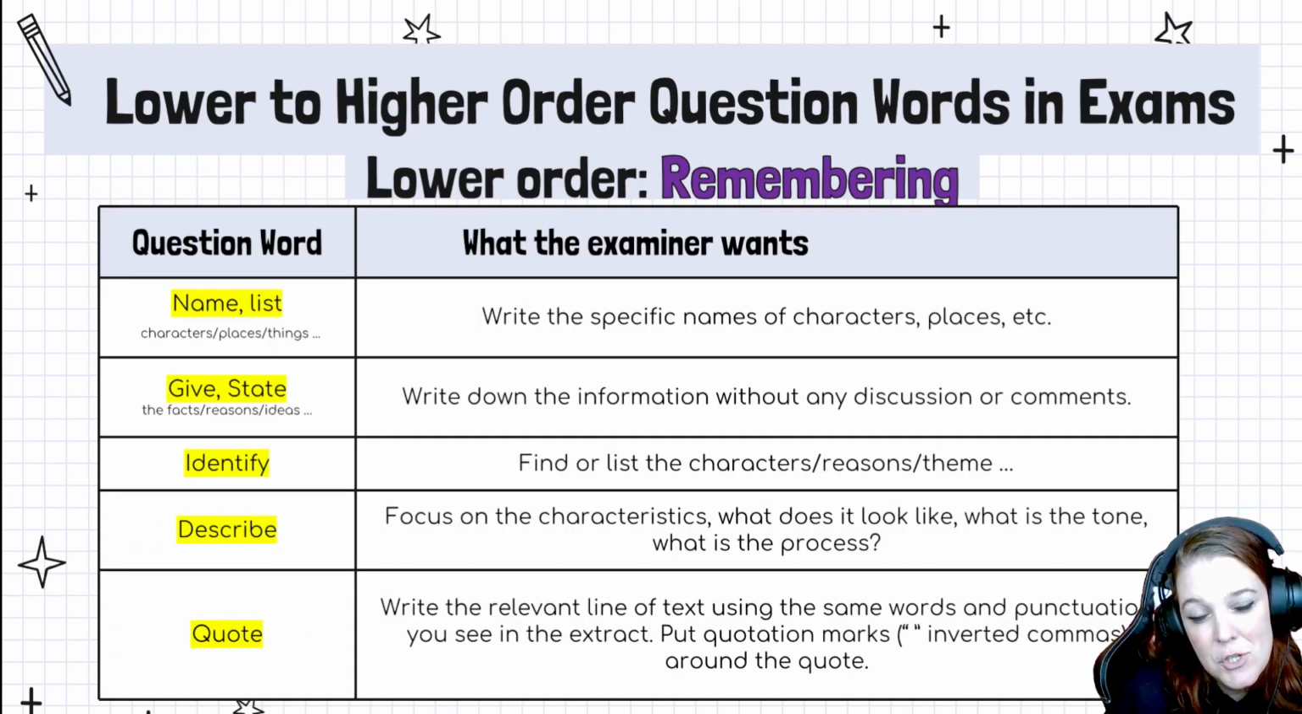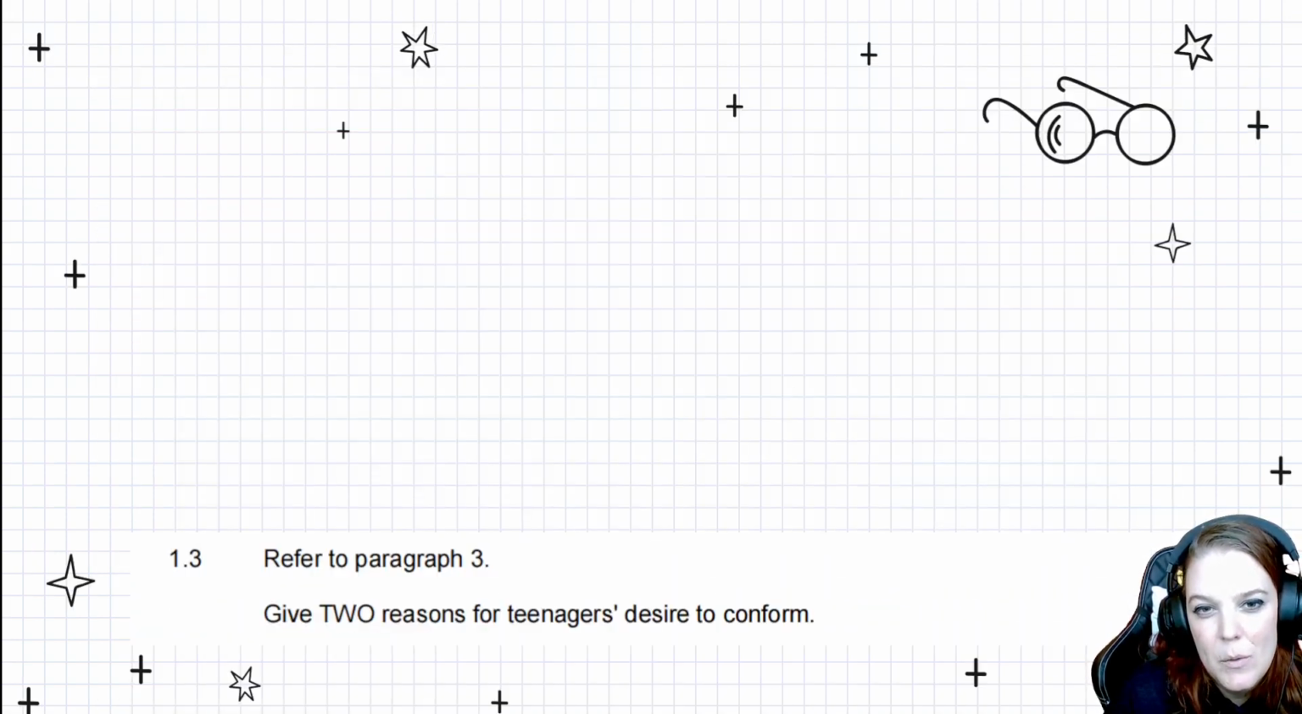Okay, so our lower order questions represent a very small amount of our exam paper, so don't focus too much on them. But basically, these are question words that ask us to name or list or give, state, identify, describe, or quote something. So the question does not want us to give our own input or advice or suggestions. We purely need to find information that comes from the comprehension and put this into our answer. They don't want any of our own opinions or thoughts or critical analysis on anything. These are very basic questions.